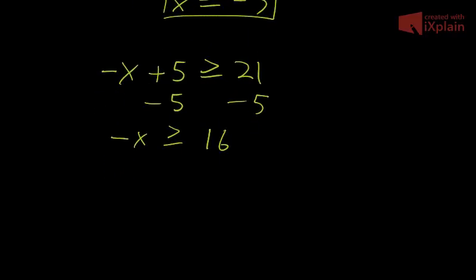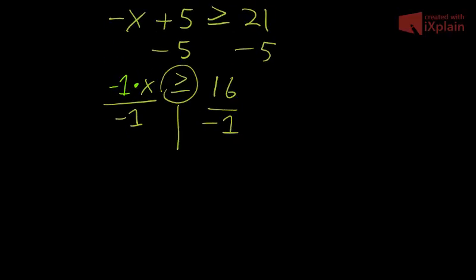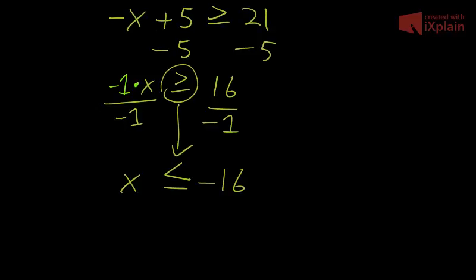Now this x right here is being multiplied by negative 1. So I'm going to rewrite this as negative 1 times x, which is exactly the same as negative x. To get rid of the negative 1, I'm going to divide by negative 1, because that's the opposite of multiplication, and do that to both sides. After I do that, I've got to pay attention to my sign, and it's going to flip-flop the other way. I have an x on this side, and 16 divided by negative 1 is negative 16. And that's how this whole inequality thing works.